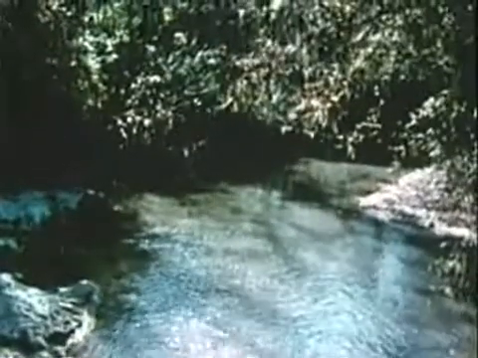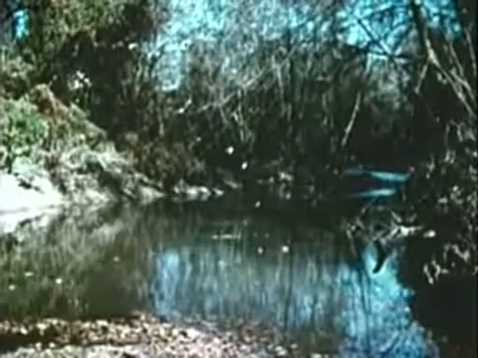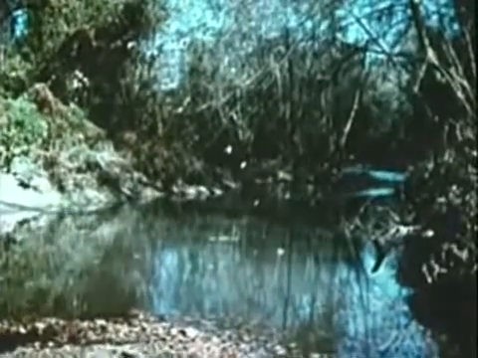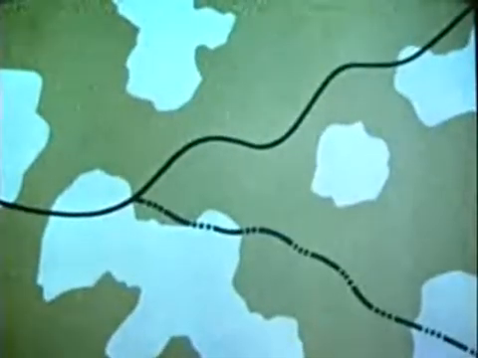Streams which are not wide enough to be drawn to the map scale, whether fast and deep or slow and shallow, are symbolized on the military map by a blue line. If the stream is constant, the blue line is solid. If it is intermittent, flowing only during wet weather, a broken line is used.